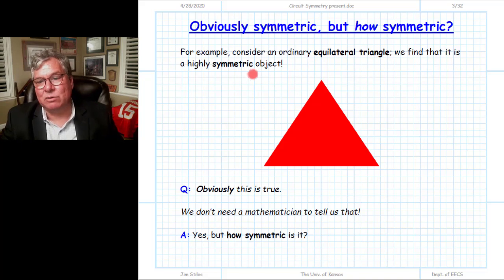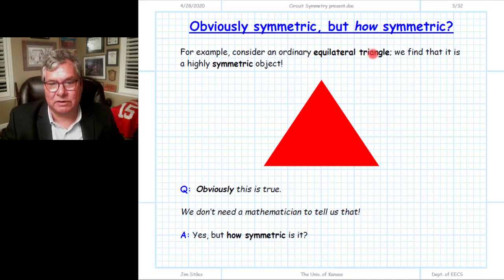So let's first look at an equilateral triangle. And of course, this is a very highly symmetric object by looking at it. That's maybe an adjective you would use to describe it. So it's obviously true, but how symmetric is it? How can we quantify it or compare its symmetry to other types of structures?